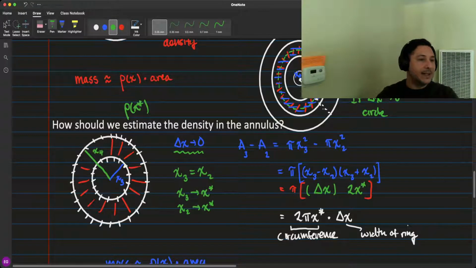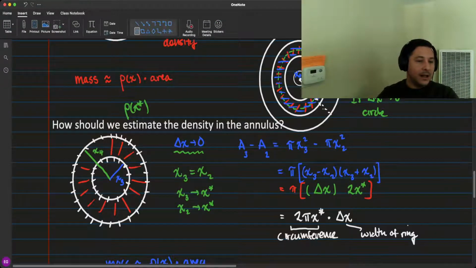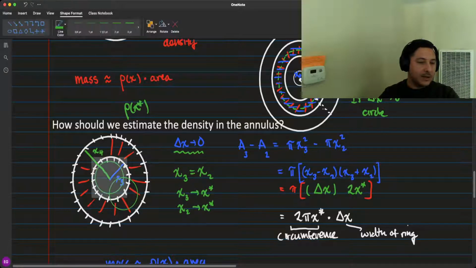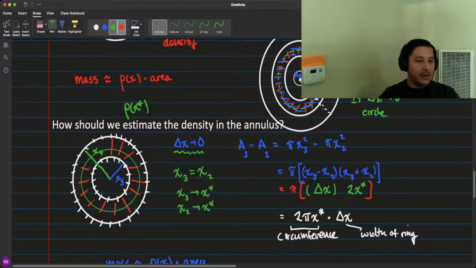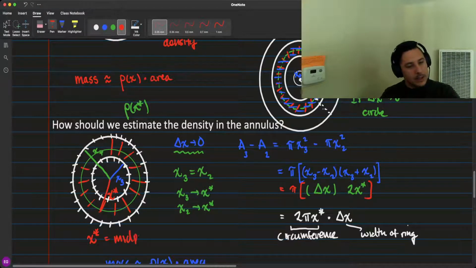Yeah, the midpoint, exactly. So the idea was that there's some value between x3 and x4, and we'll call that x star. You have that green circle right there. That green circle is going to have radius x star. It's the midpoint of x3 and x4. So x star equals the midpoint of x3 and x4.